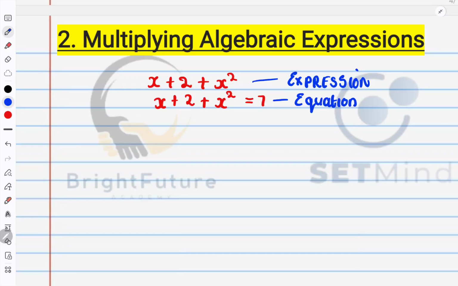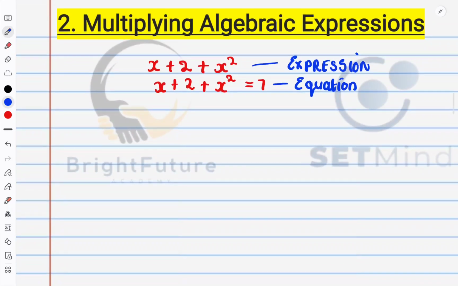So we are equating the expression to something, and now it is called an equation. When multiplying expressions, there are a few things that we should know. We'll start by multiplying integers and monomials by polynomials, and that is governed by the distributive law.